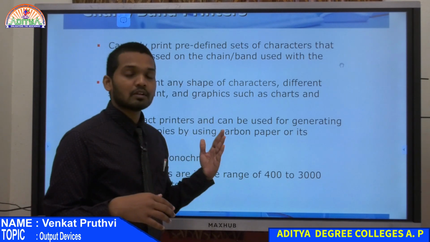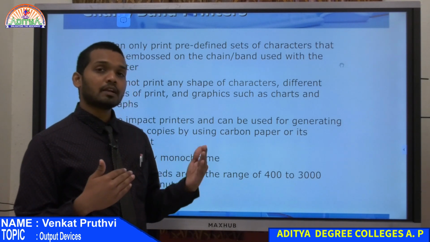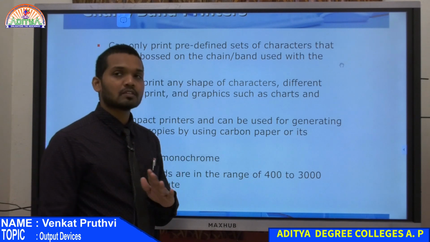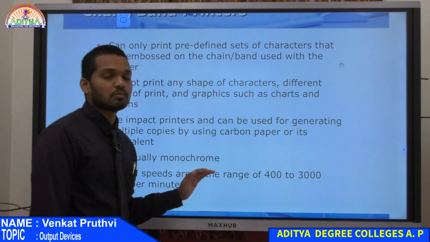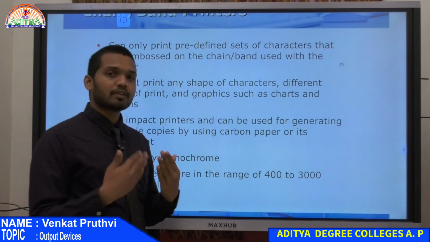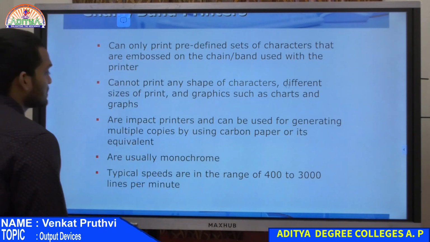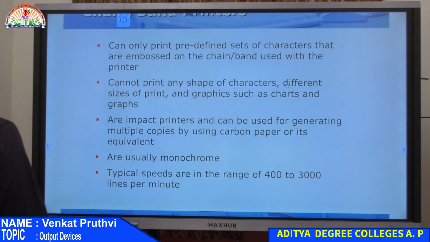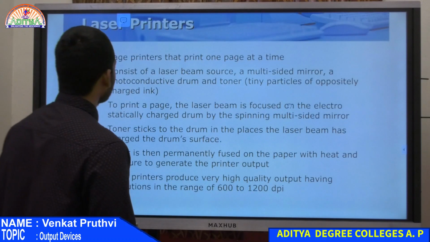Whereas in non-impact printers, you will be able to get different color outputs, but they cannot give you multiple copies of the same output at the same time. That is the difference that you have to remember. And these are also usually monochrome, because we are using those carbon papers, and it won't give you different color outputs for all the multiple copies. Typical speeds in the range of 400 to 3000 lines per minute are for your chain band printers. And then we'll be discussing laser printers now.